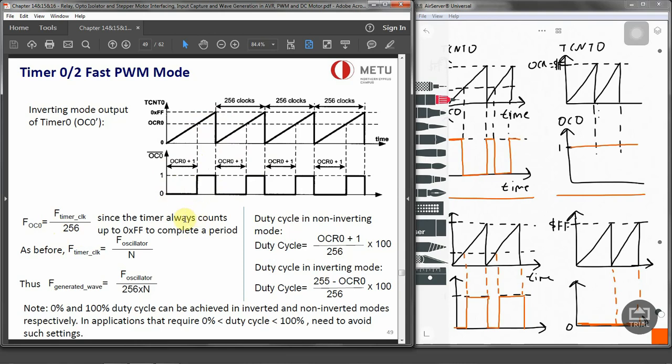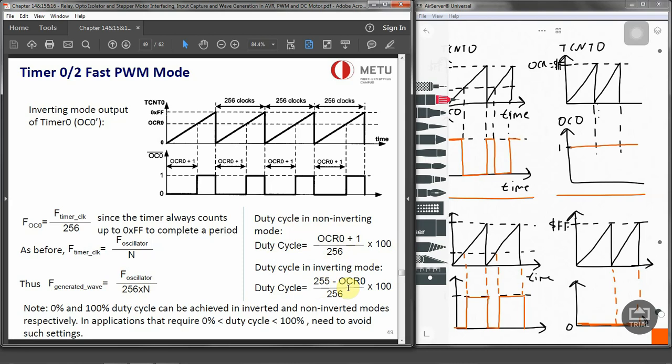So the timer clock divided by 256 will give us the frequency of the OC0 pin of this wave. And the frequency of the timer clock can be found by dividing the oscillator by the prescale factor. The generated wave frequency can be calculated as the oscillator divided by 256 by the prescale factor. And the duty cycle, if it's non-inverting mode, is just OCR plus 1 divided by 256, times 100. And if it's inverting mode, it's going to be 255 minus OCR0 divided by 256.